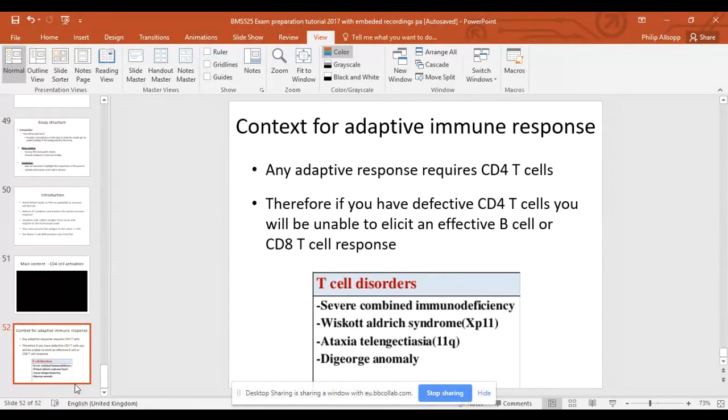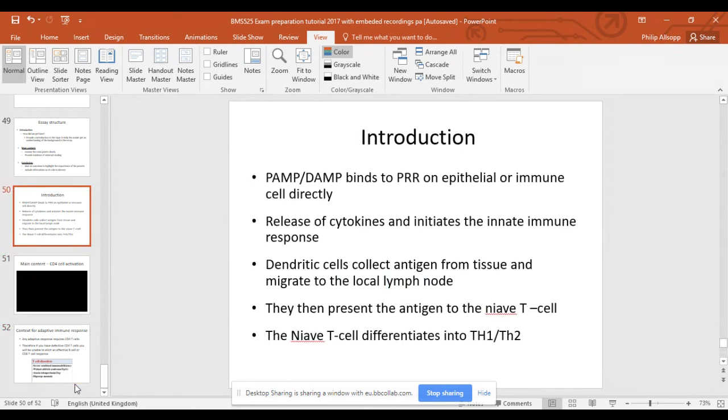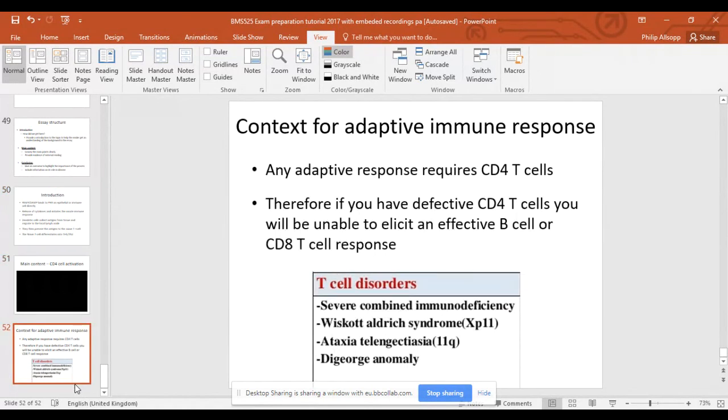Okay, and the other thing you have to appreciate is what this essay is relating to is the differentiation of a helper cell. The thing to appreciate is that helper cells are required for all adaptive immune responses. Doesn't matter whether you need a CD8 response or a B cell response. Both of those responses require help, and help comes in the form of CD4 T helper cells.